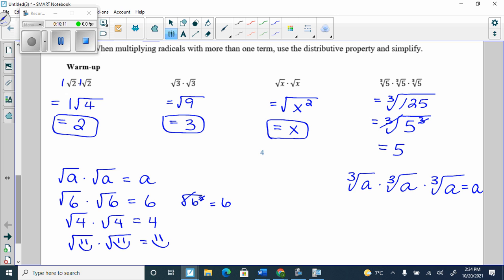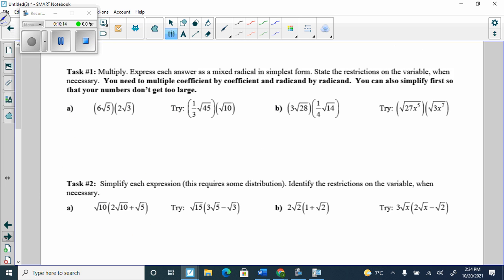Okay, now that we're warmed up, let's go to the next page. Here it says task 1, multiply. Express each answer as a mixed radical in simplest form. First you have to multiply it, then we're going to simplify it, and then that's it. The only thing new here is front number times front number, radicand times radicand. Then we dig into the deep, dark depths of grade 10 and we reduce. So the new math in grade 11 for radicals is the easy part. Then we always end up reducing from grade 10.